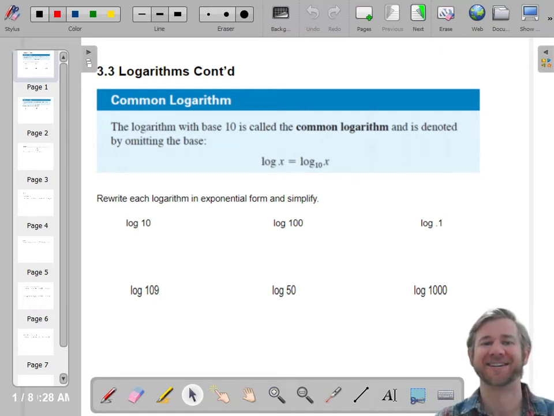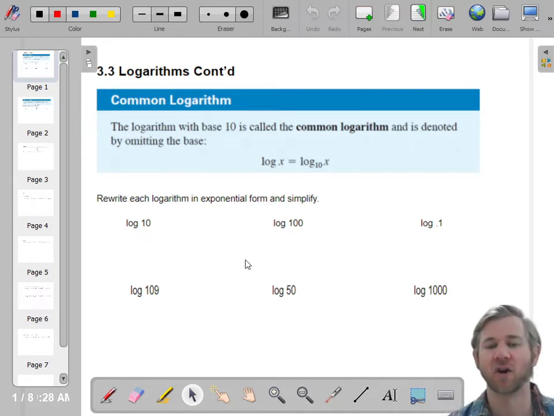Hello everyone, let's talk about logarithms. We're going to use two very commonly used log bases, so let's talk about those.